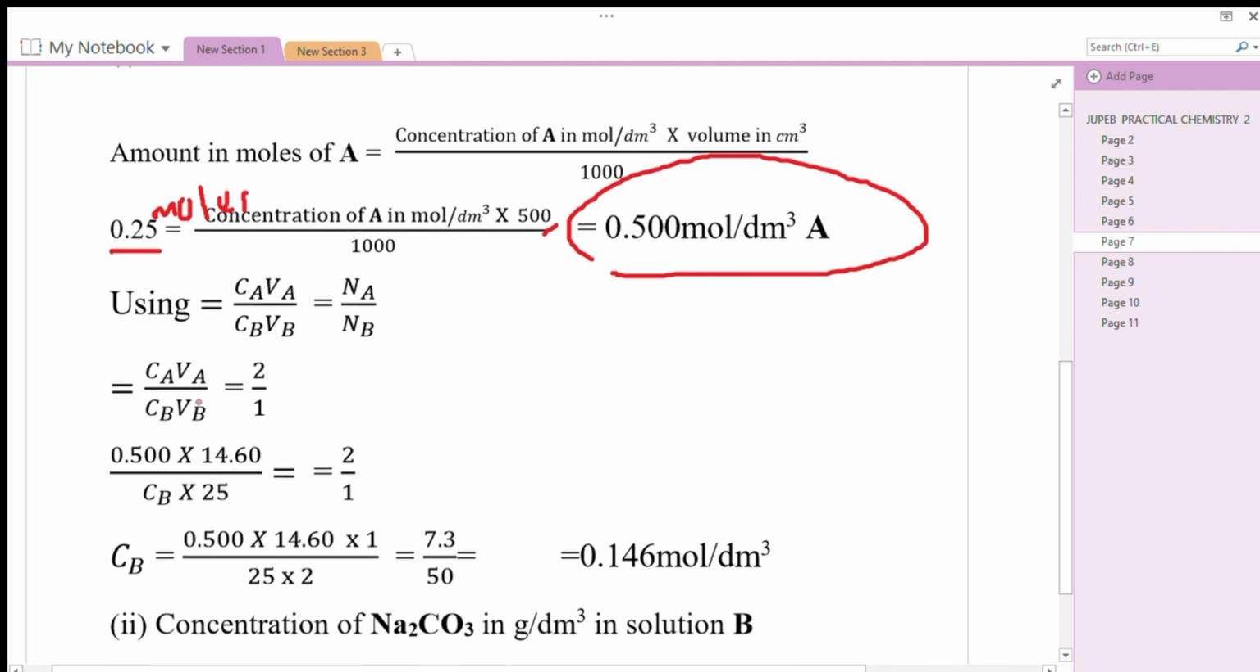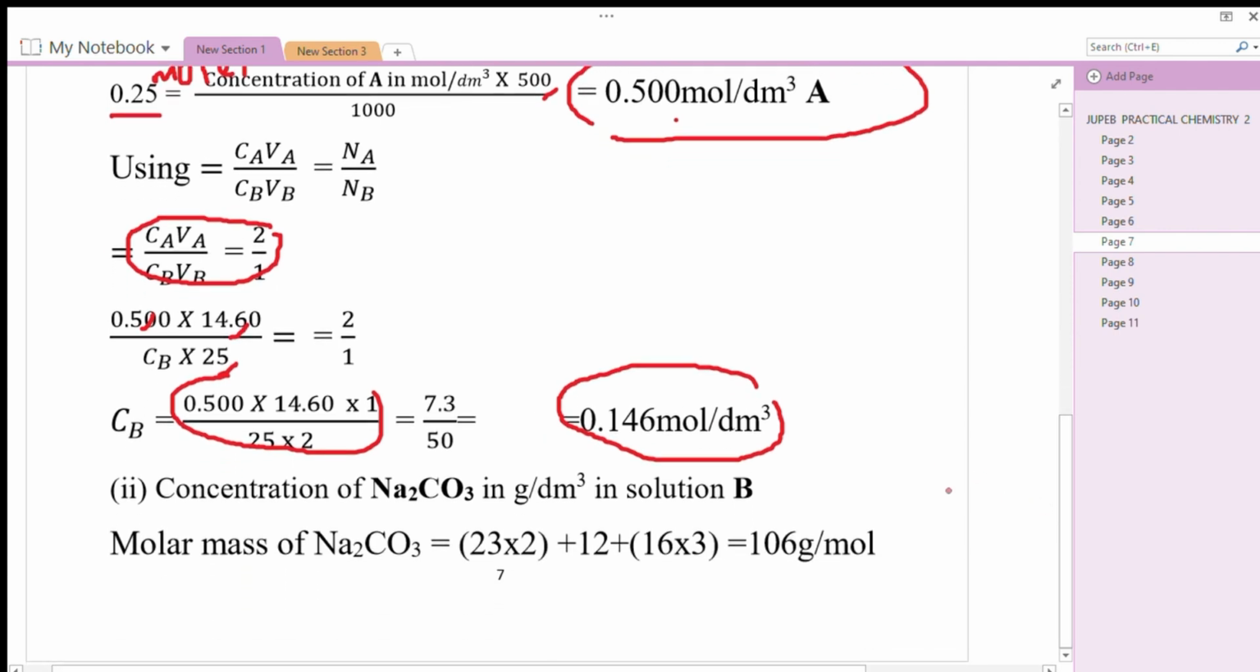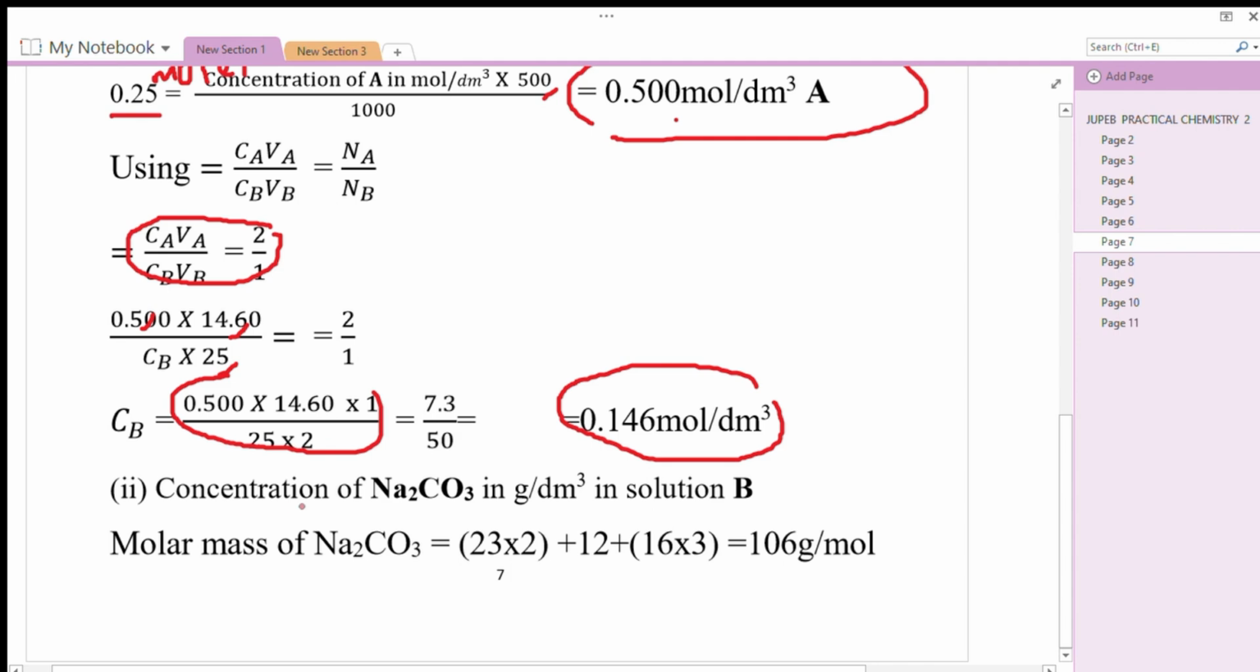To calculate the concentration of B in mole per dm³, use this same equation. Then you have this as we obtained, these are VA and 25, basically the formula. Then we arrive at 0.146, which is our concentration of B. All right. Now let's look at the concentration of B in gram per dm³. Okay, if we don't have it in mole per dm³, you cannot get it in gram per dm³. That's why we go through all of this. Can you see it now?